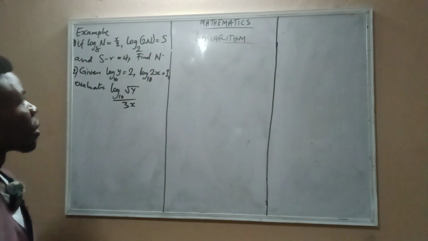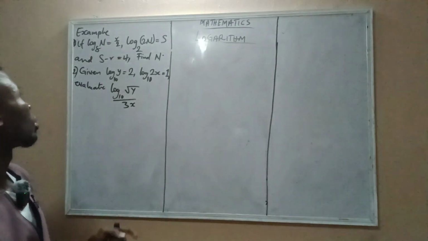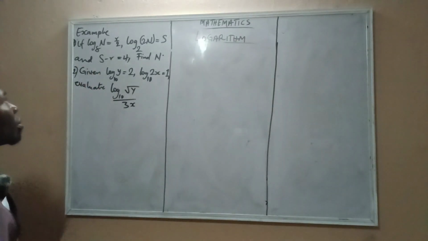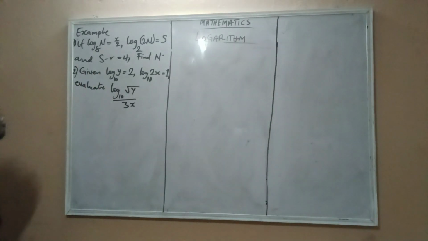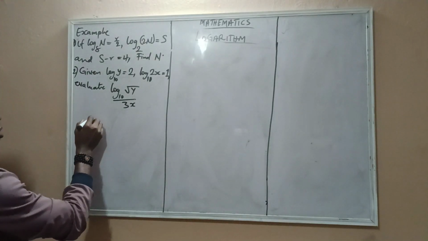Maybe one will be solved in another episode, but for this episode, we need to solve number one. And that number one says, if log to the base 8 of n equals r over 2, log to the base 2 of 2n equals s, and s minus r equals 4, find n. Okay, let's start here.